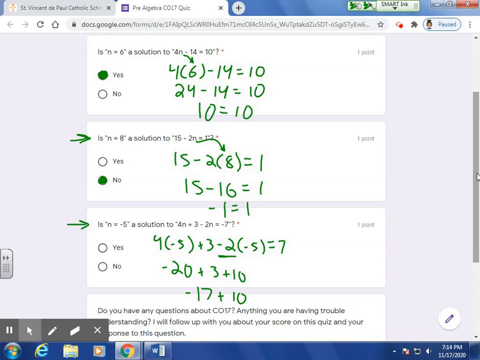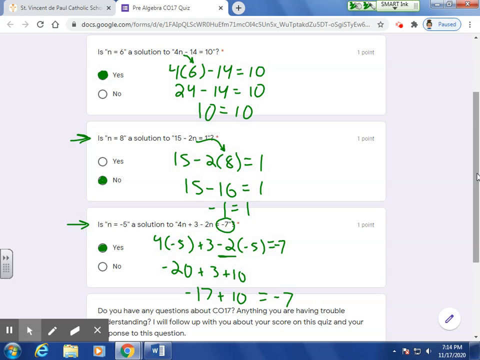And negative 17 plus 10 does equal, see, here I forgot the negative sign. See how easy it is? Negative 17 plus 10 does equal negative 7, which is what we want. So this one is a yes as well.